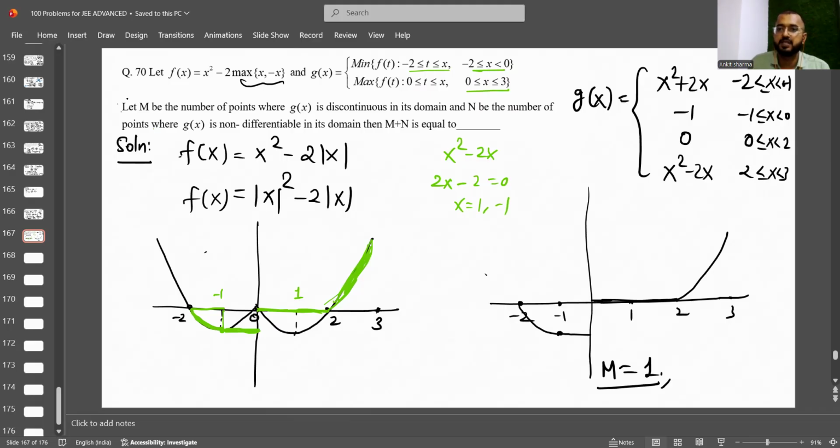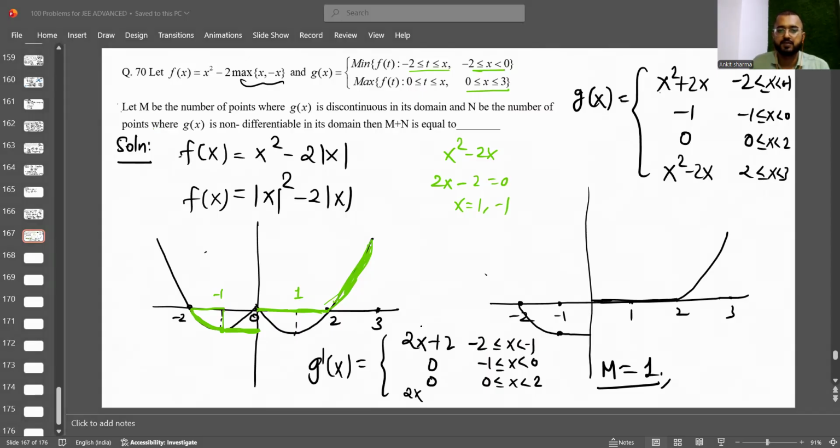And for differentiability, if I differentiate, I get here 2x. So my g dash of x is going to be 2x plus 2 from -2 to -1. And then this is going to be 0 from -1 to 0. And then between 0 to 2, and it is going to be 2x minus 2 from 2 to 3. So now if I plug in here -1, I get 0 on this side also, but at 0 I cannot, because it's discontinuous. So n is going to be 1 so far.